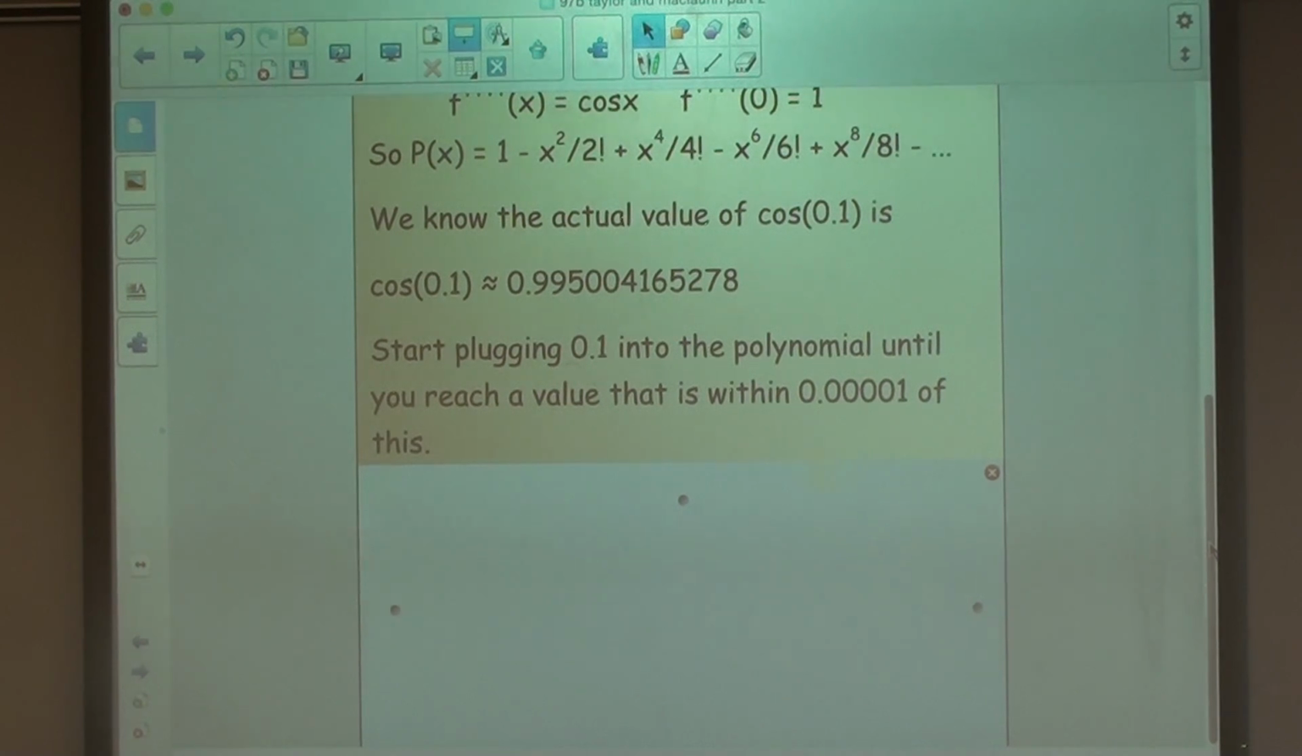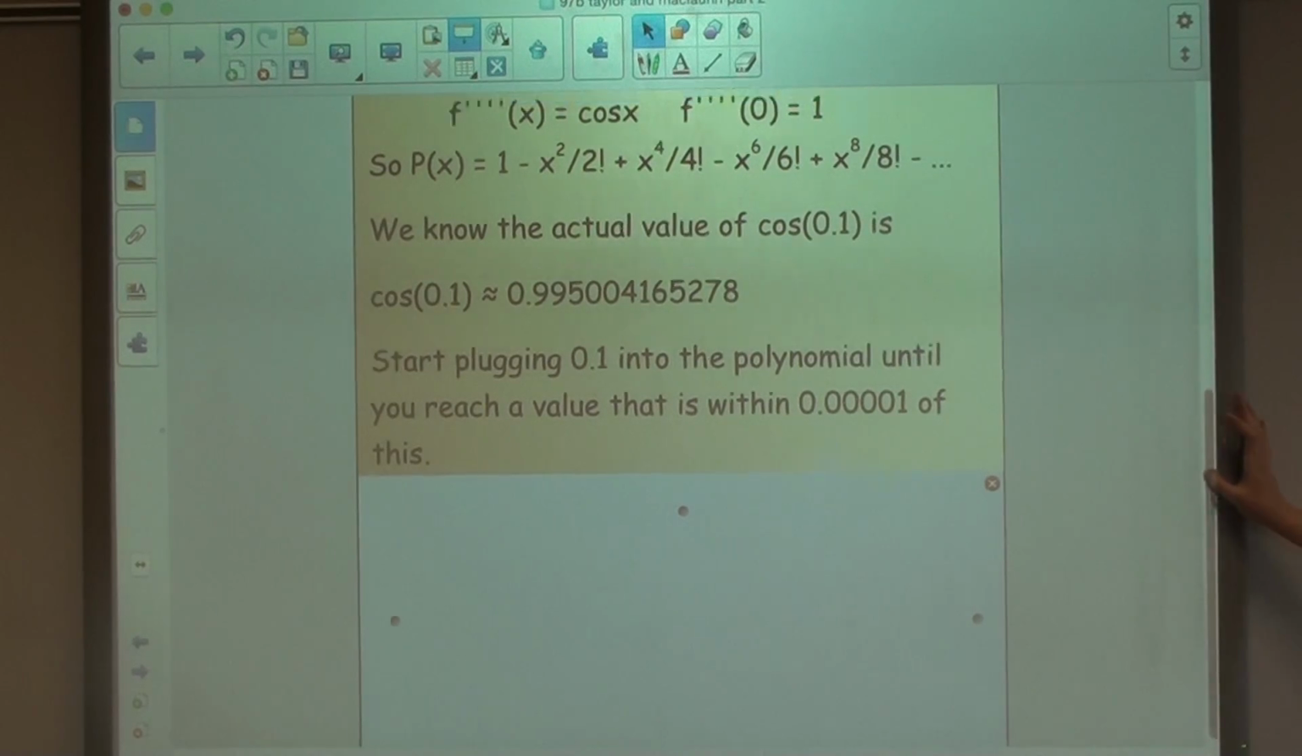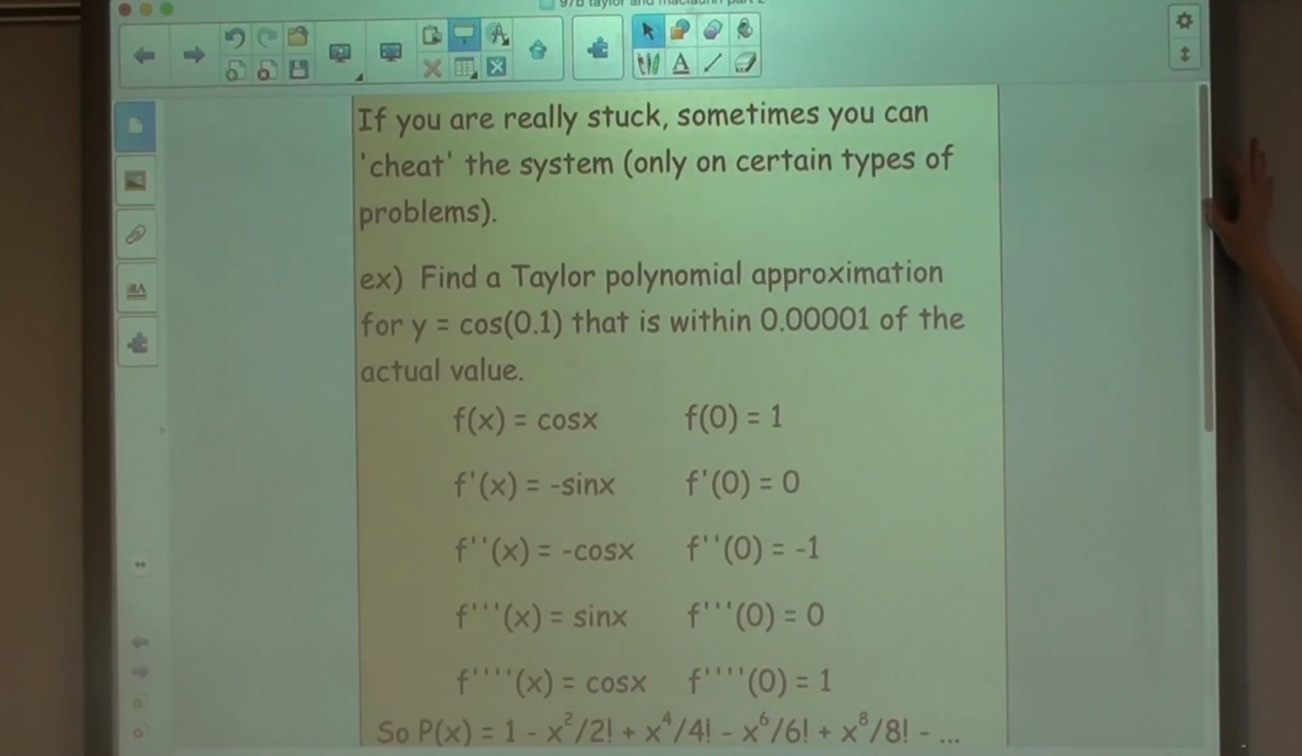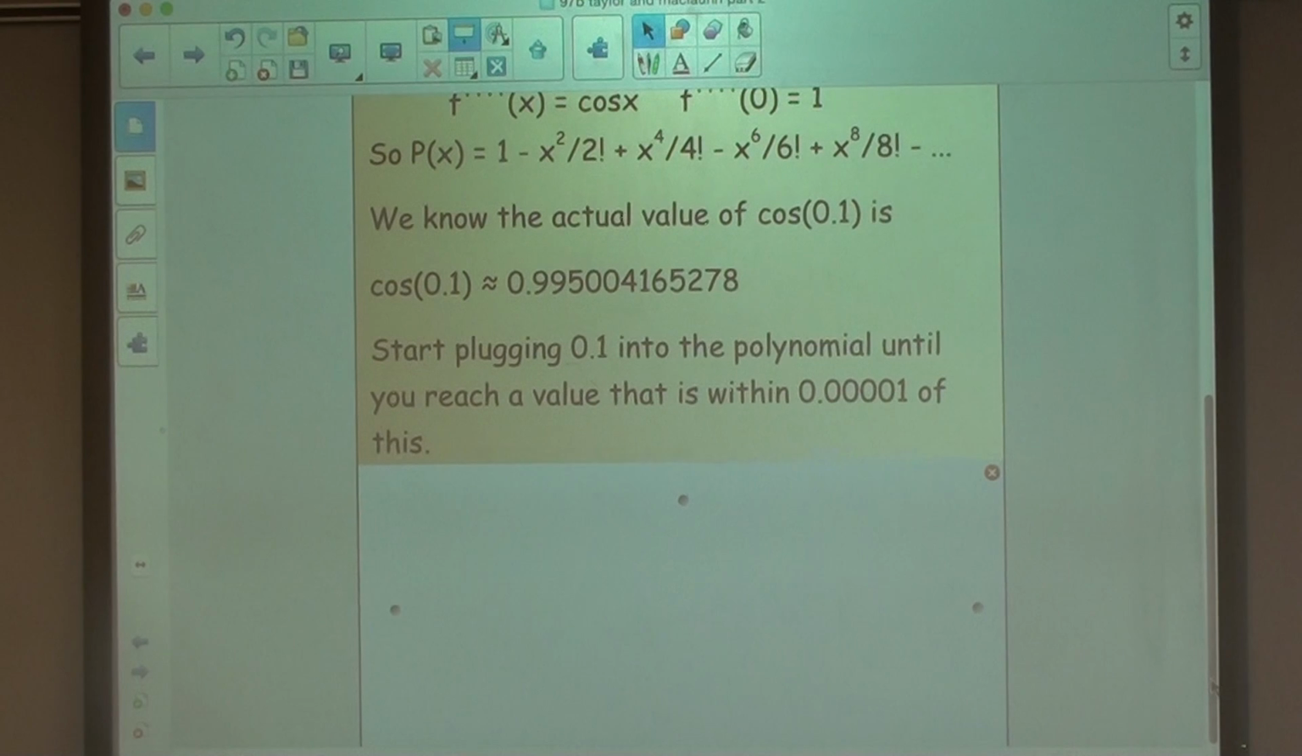You have to do it anyway. I mean, you're going to have to plug into the polynomial anyway for the actual problem because the question said to find the actual approximation. So you do have to find the approximation. There's no way around it.